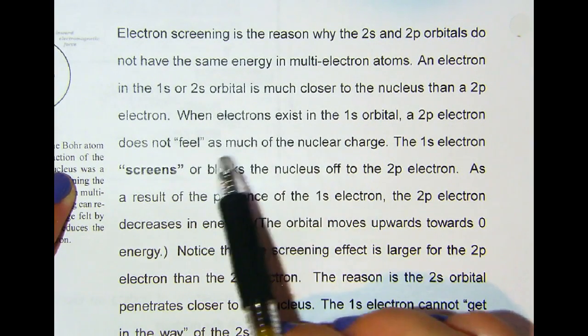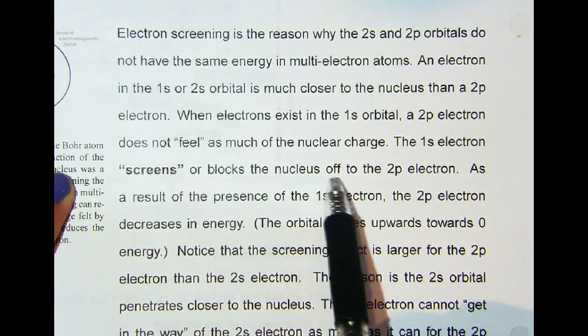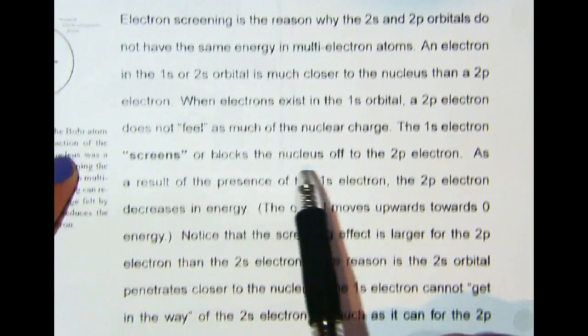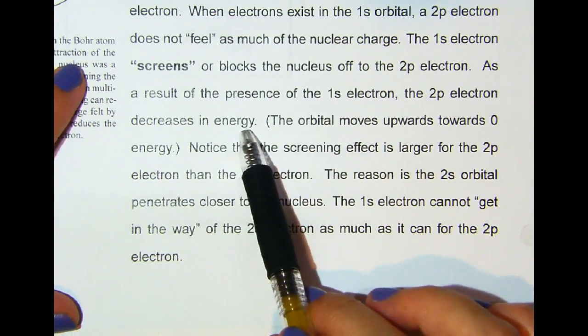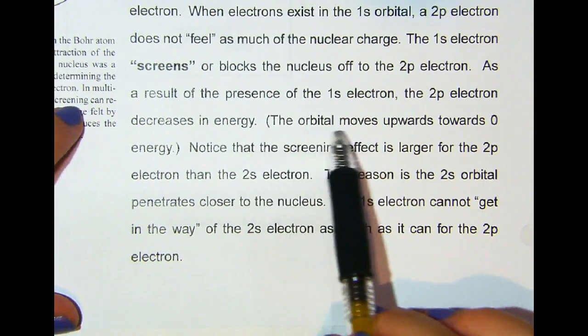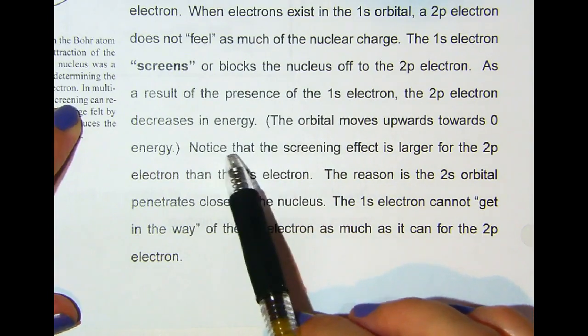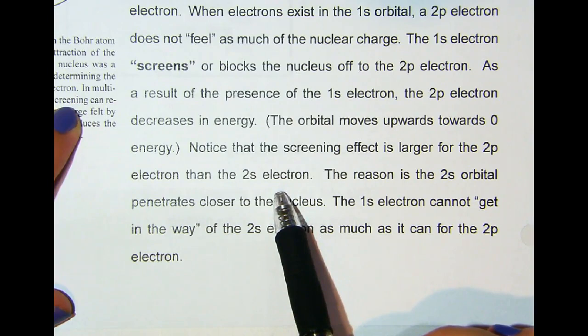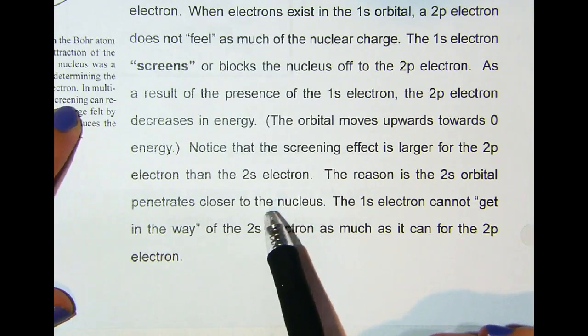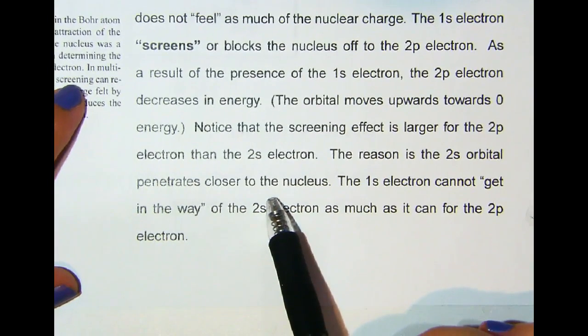The 1s electron is screening, or blocking, the nucleus off to the 2p electron. As a result of the presence of the 1s electron, the 2p electron decreases in energy. The orbital moves upwards towards 0 energy. Notice that the screening effect is larger for the 2p electron than the 2s electron. The reason is the 2s orbital penetrates closer to the nucleus.